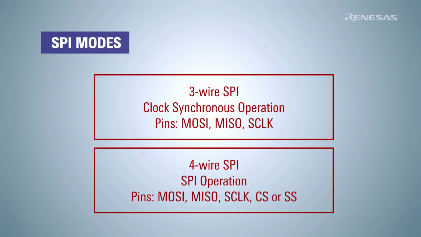In the Renesas RA MCU family, there are two modes of SPI operation: the 3-wire, which is also known as clock synchronous operation, and the 4-wire, which is also known as the SPI operation. For the 3-wire mode, the slave select line is not used.